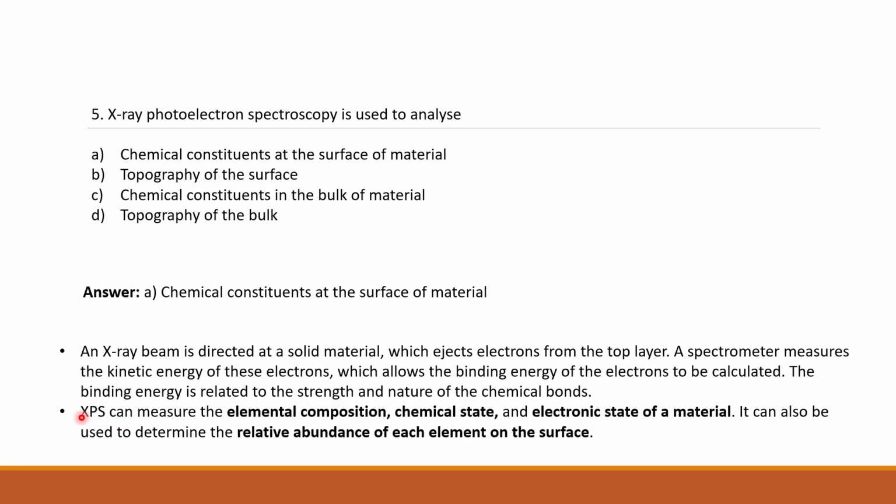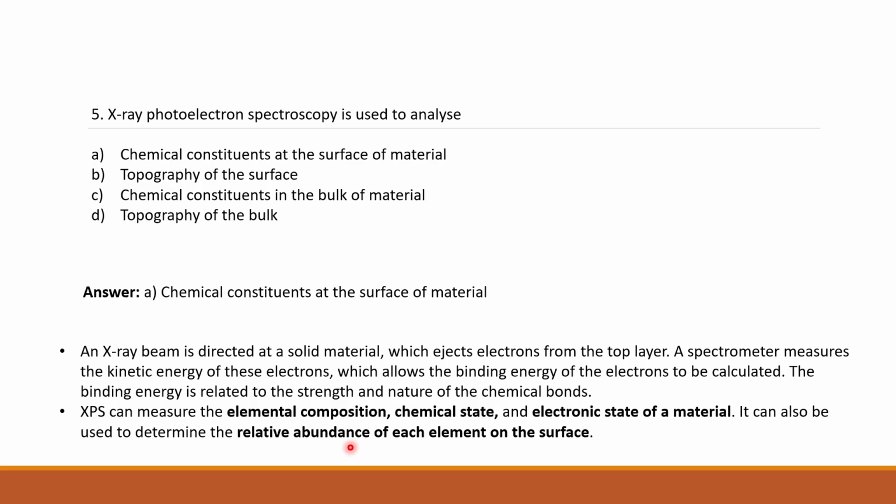XPS, that is nothing but X-ray photoelectron spectroscopy, can measure the elemental composition. That is, what all chemicals or what type of molecules are present in it, or the chemical state and the electronic state of the material. Electronic is like how positively or negatively charged it is, what is the ionic state of the material. And it can also be used to determine the relative abundance of elements on the surface.